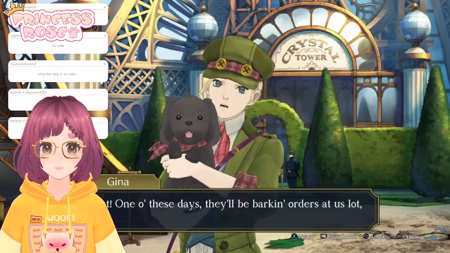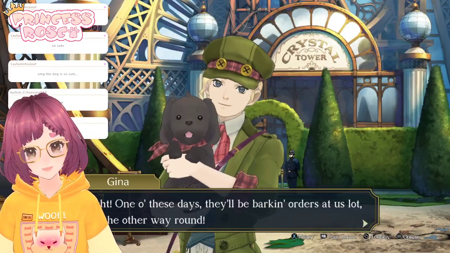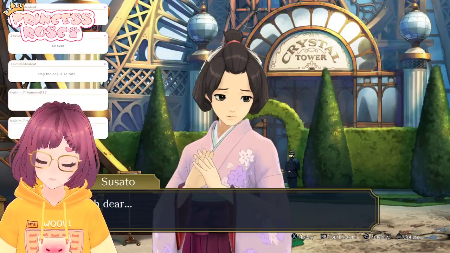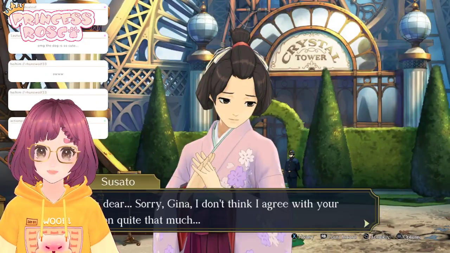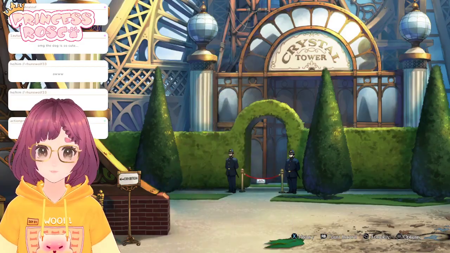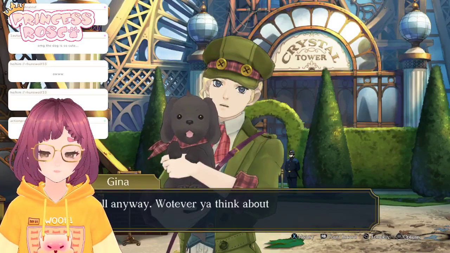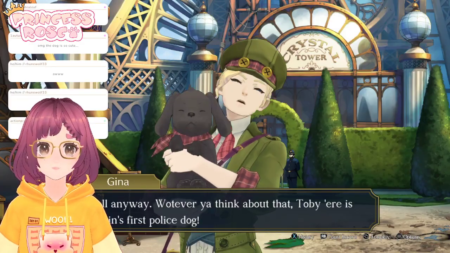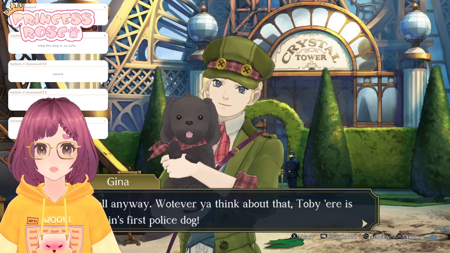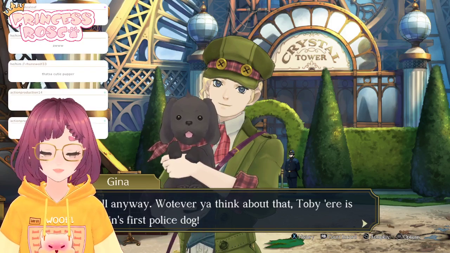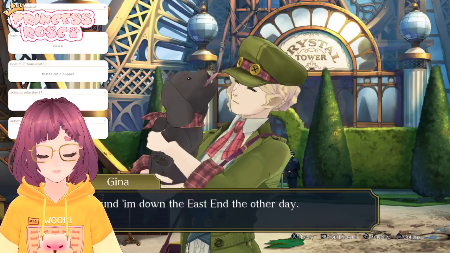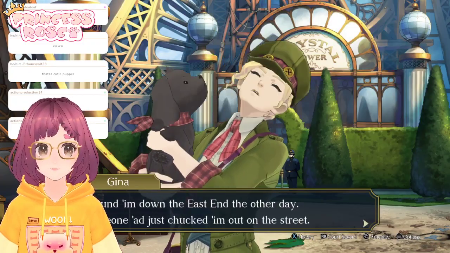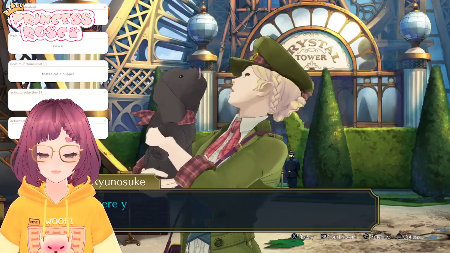Right, one of these days they'll be barking orders at us lot, not the other way around. Oh, dear, I don't think I agreed with your vision quite that much. Well, anyway, whatever you think about it, Toby is Britain's first police dog. I found him down the East End the other day. Someone had just chucked him out on the street.